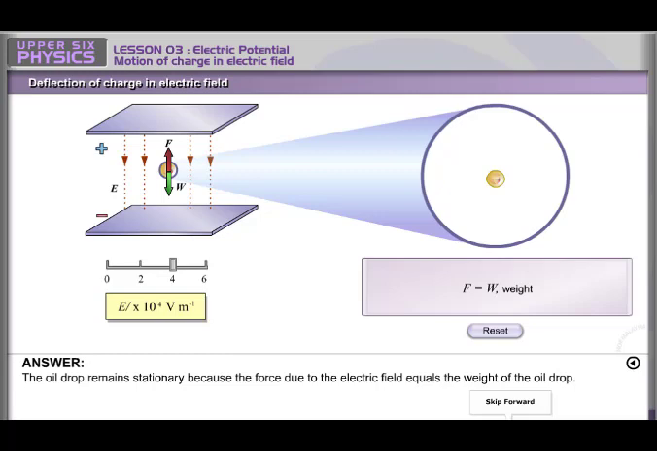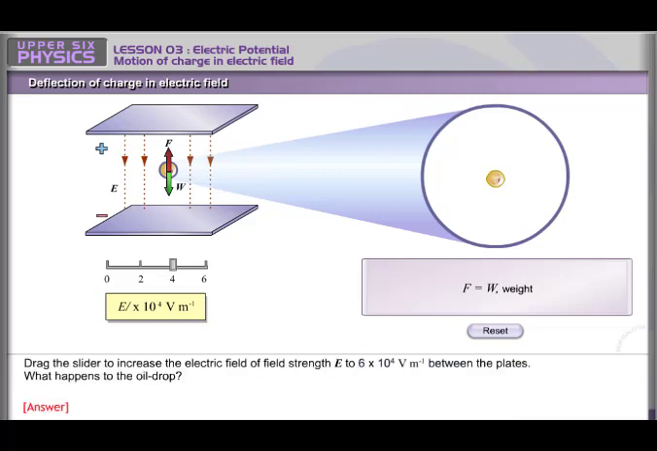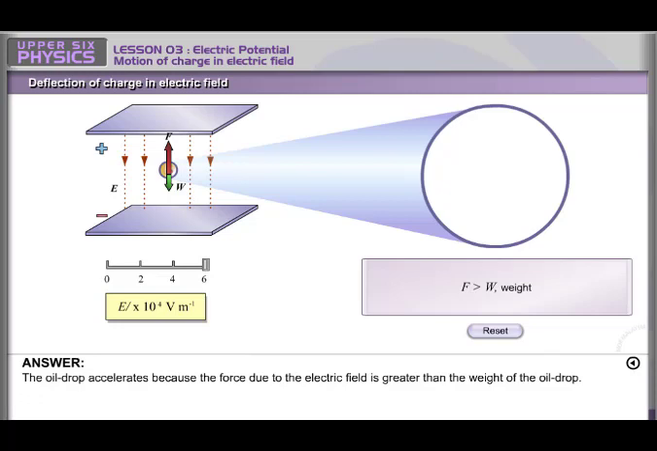Drag the slider to increase the electric field of field strength E to 6 times 10 to the power of 4 volts per meter between the plates. What happens to the oil drop? Answer: the oil drop accelerates because the force due to the electric field is greater than the weight of the oil drop.